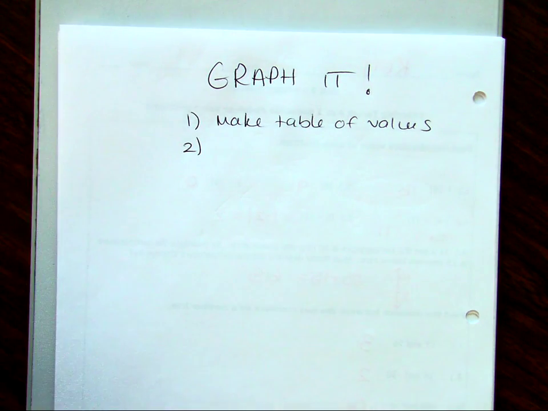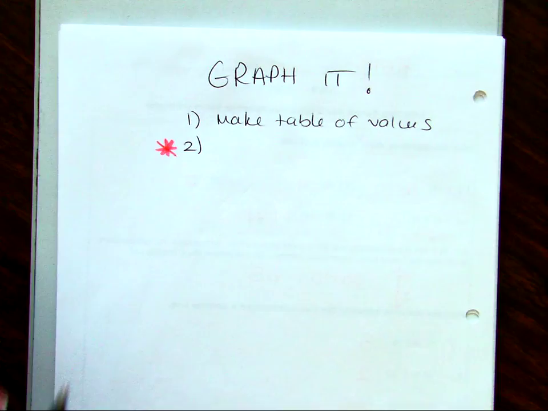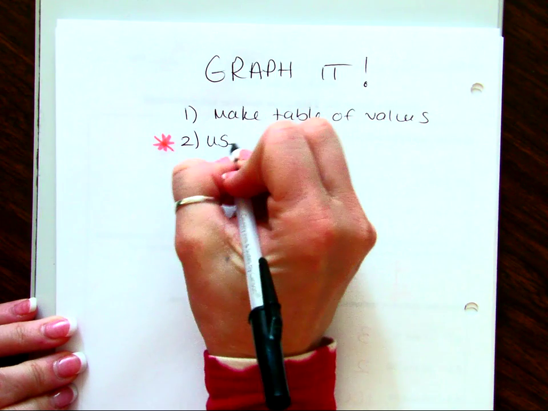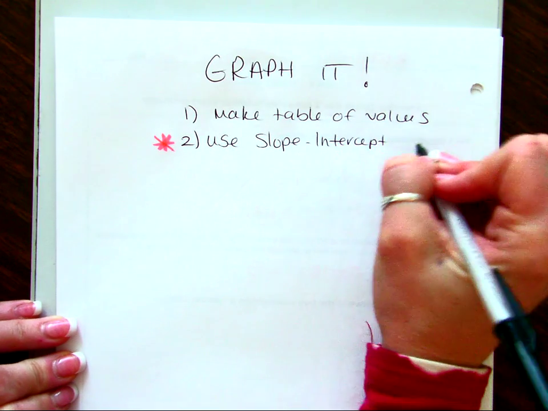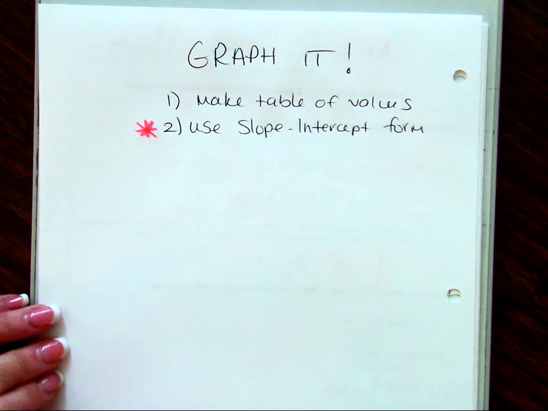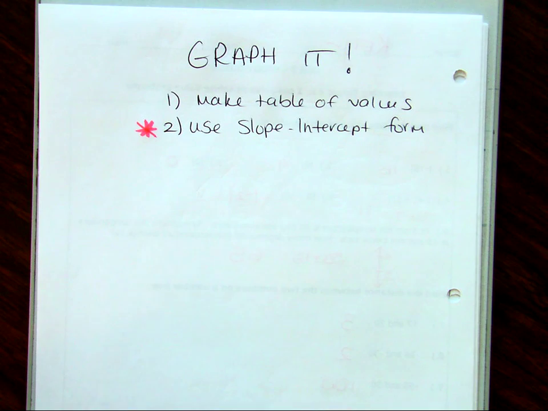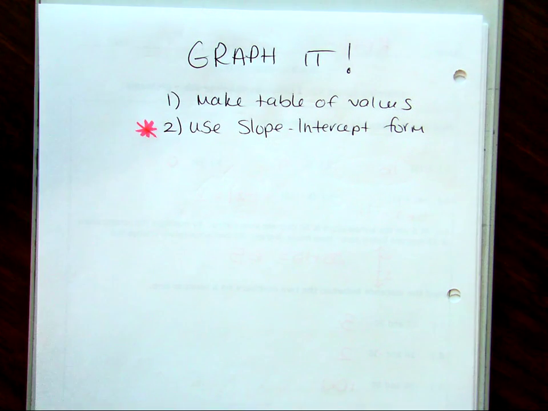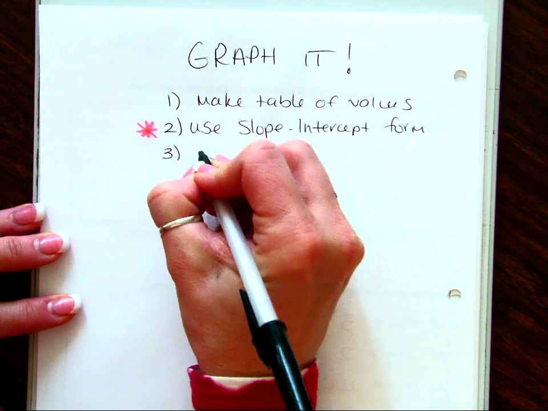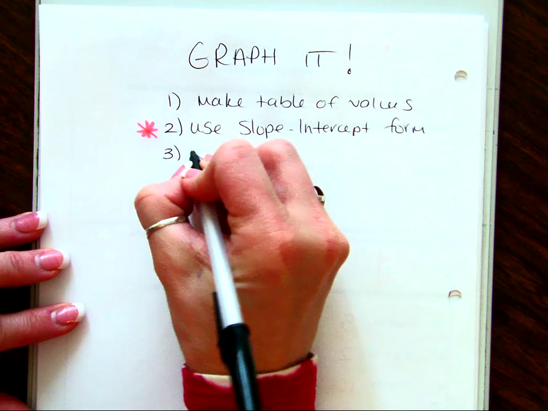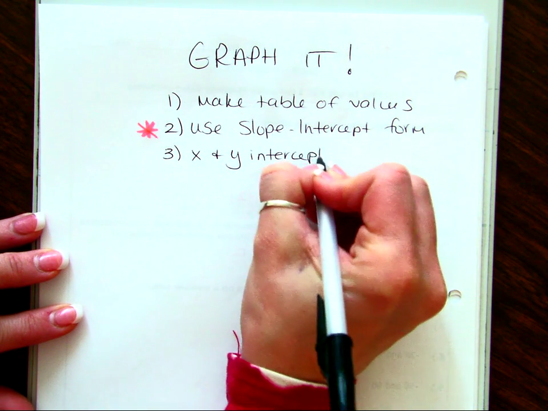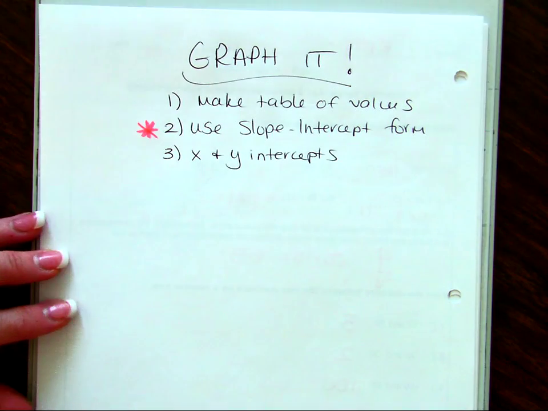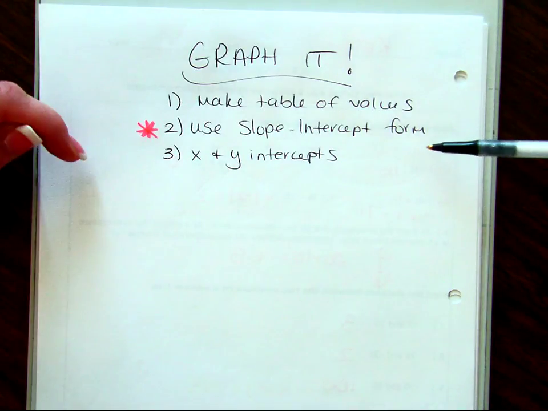Okay? So the way we're going to talk about today, which is part 2, is use slope-intercept form. And slope-intercept form is kind of like, almost like a shortcut. It's a really, really fast way to do it. But remember, if you forget it for the time being, you always can fall back on the table. And then tomorrow, we're going to actually find the x and y intercepts. Okay? So there's 3 ways to graph a linear equation. We are on number 2 right now.